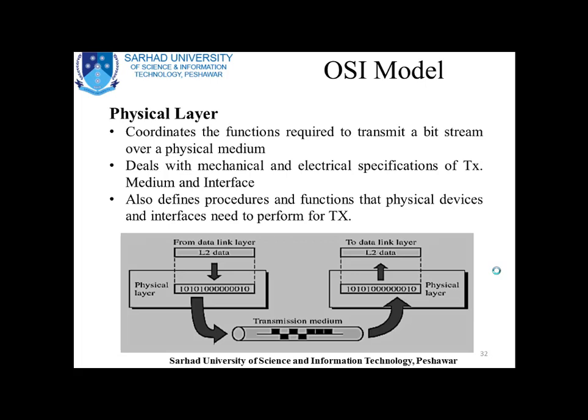Here comes the first layer of the OSI model, that is the physical layer. This layer is basically responsible for the transmission of data towards the receiver. It basically deals with the mechanical and electrical specifications of the transmitter, medium, and interface. Now, what are the transmission medium and interface? Interfaces are basically the connections or links between different entities in an OSI model, and the transmission medium is basically a channel that is established from the transmitter to the receiver, and it can be either wired or wireless.